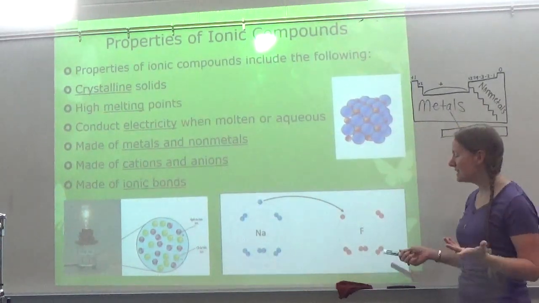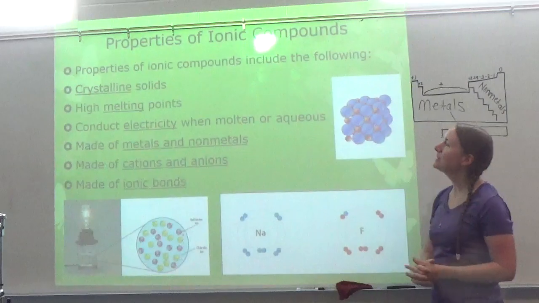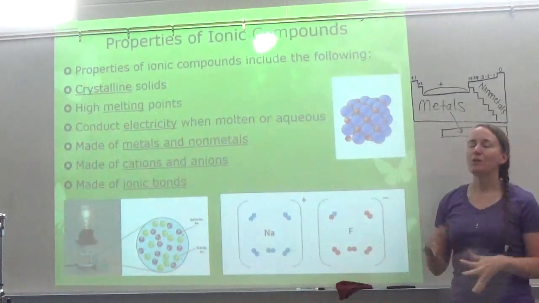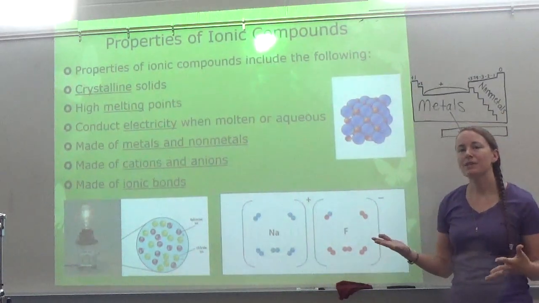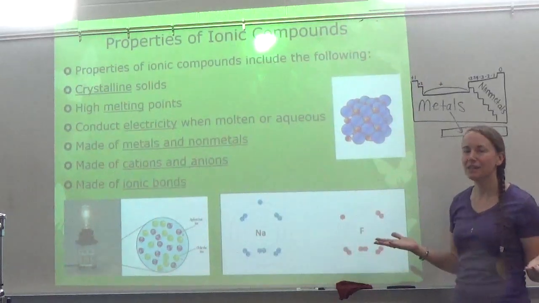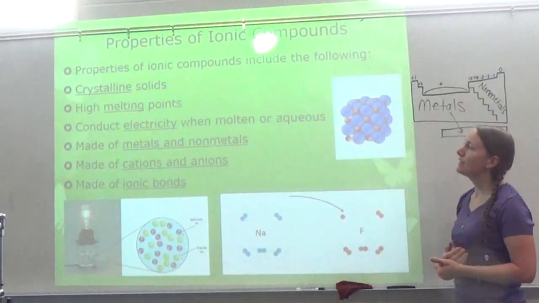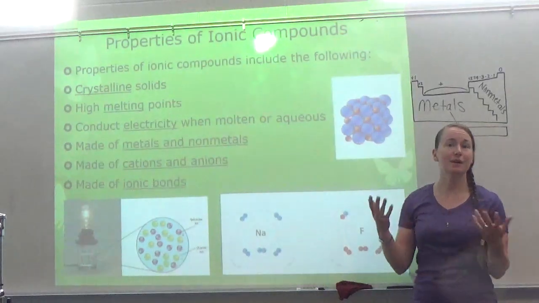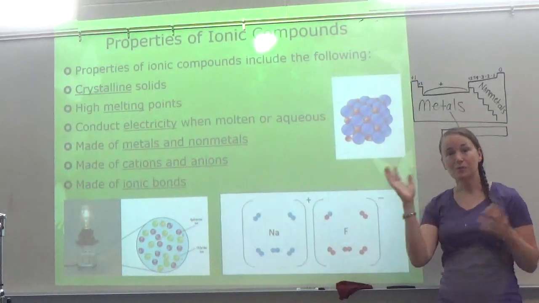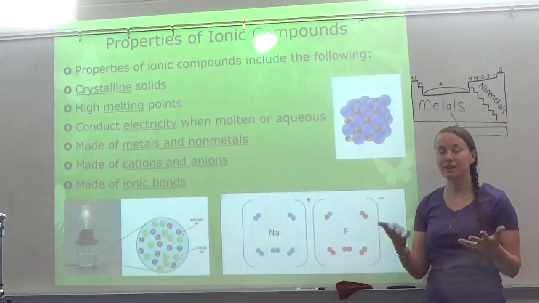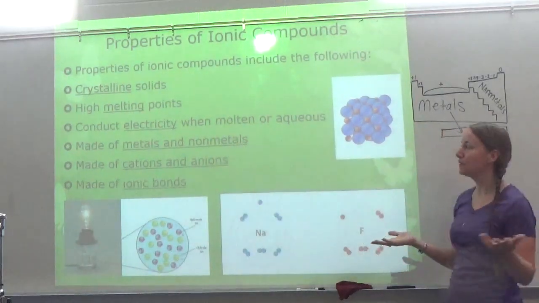All right, so let's wrap up with some properties of ionic compounds. An example of an ionic compound is salt, so you can just think of salt when we're thinking of this. Properties of ionic compounds include the following. They tend to be crystalline solids. Think about a little salt crystal. It's solid; you don't usually get liquid salt or gaseous salt.